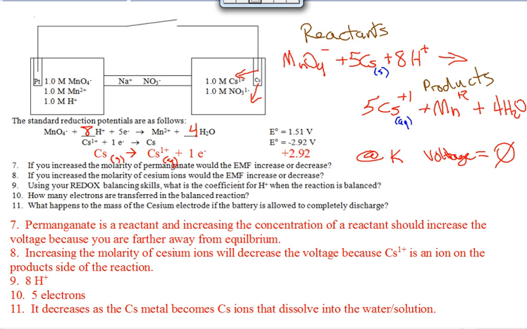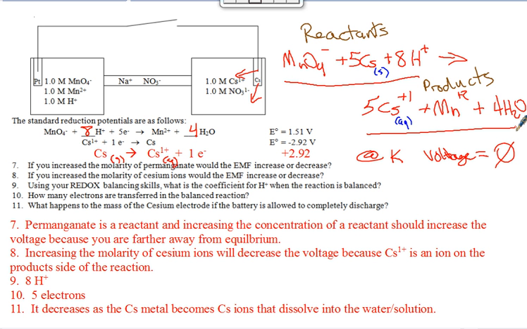All right. Number 7. If you increase the molarity of the permanganate, would the electromagnetic force increase or decrease? So you're thinking Le Chatelier's principle here. I have written the reaction all together, so these are my reactants. This is the products. And we already knew the voltage from the previous question. When you add additional reactants, the voltage increases. And so adding permanganate should cause the voltage, EMF, to increase. I'm not going to have you calculate it, but just predict that it would change up or down.